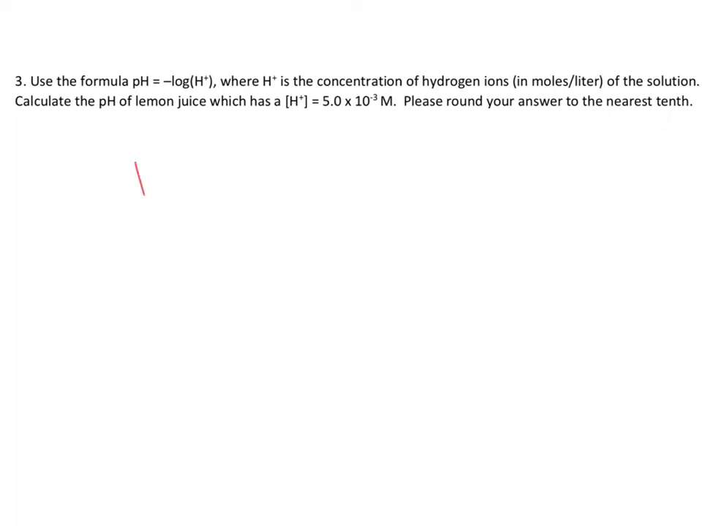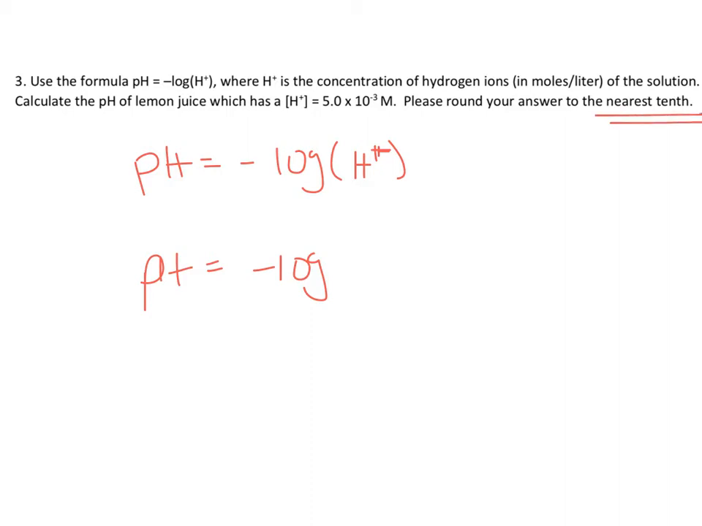Next question says use the formula pH equals negative log H plus, where H plus is the concentration of hydrogen ions of the solution. Calculate the pH of lemon juice, which has an H plus of 5.0 times 10 to the negative third, and please round your answer to the nearest tenth. So we are going to type this in, and I'll just type it in exactly like that, and I'll end up getting an answer of 2.3 pH value.